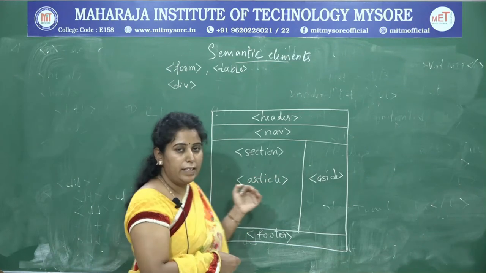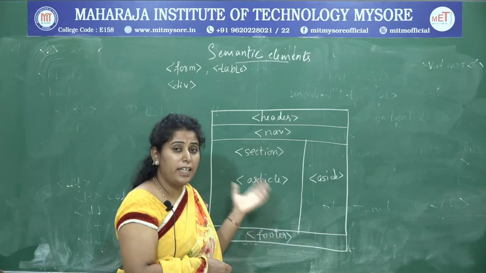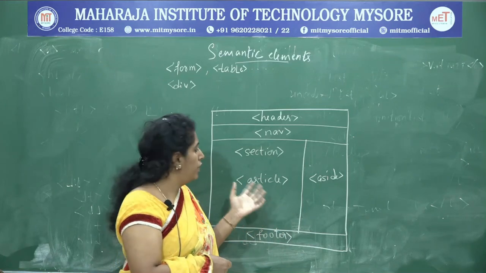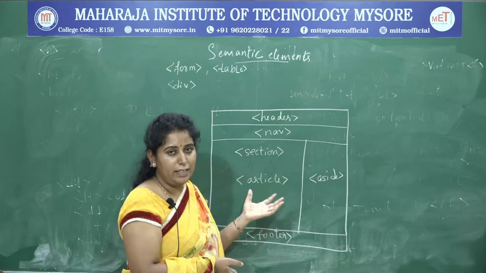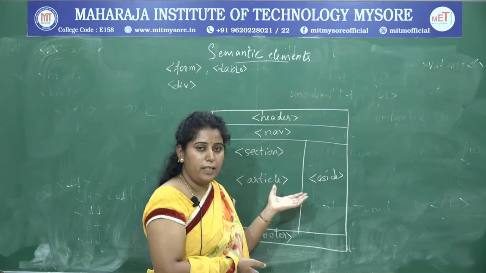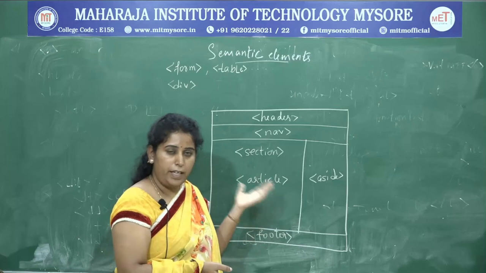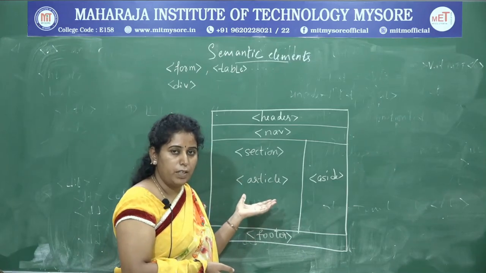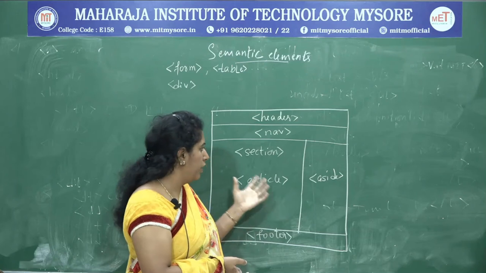Article means self-contained content. It is independent content, where you provide some detailed information. For example, a newspaper article or a blog is an example of an article. So these things can be given inside an article tag.